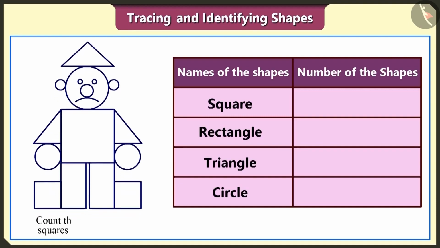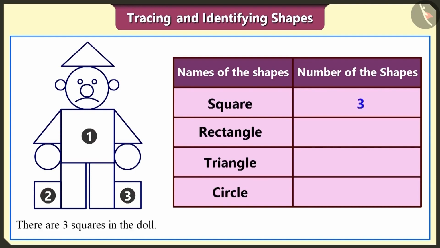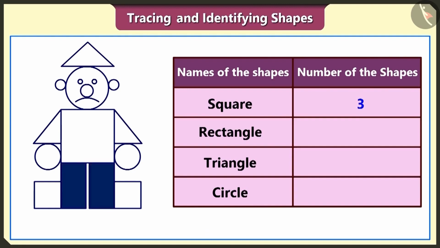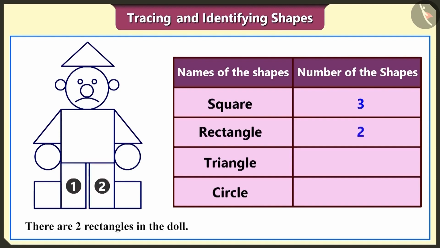Can you count the number of squares in this doll? There are 1, 2 and 3 squares used to make this doll. Can you count the number of rectangles in this doll? There are 1 and 2 rectangles in the doll. Let's now count the triangles. There are 1, 2 and 3 triangles in this doll.